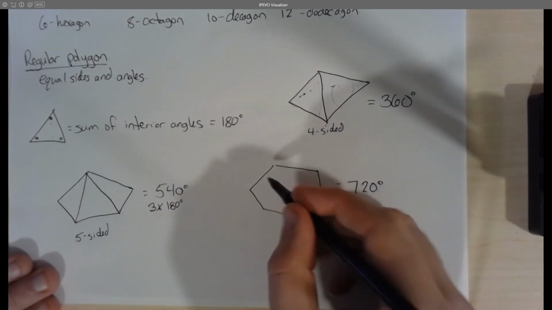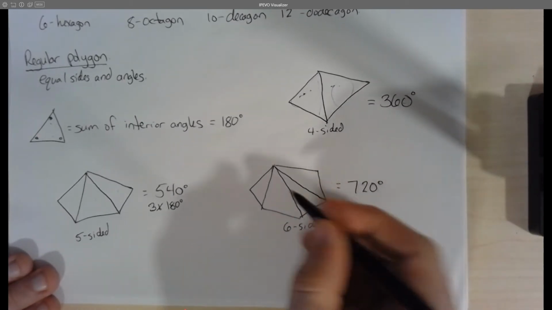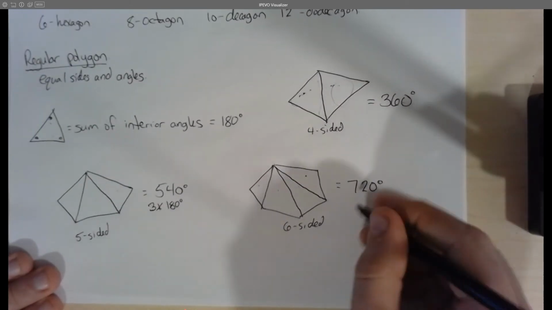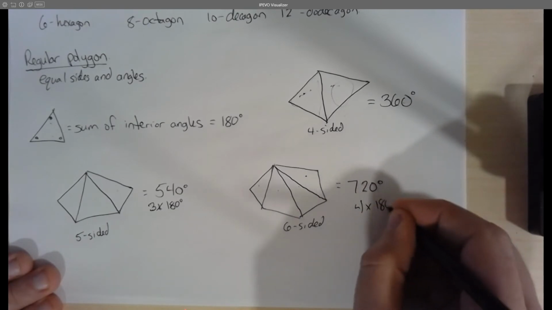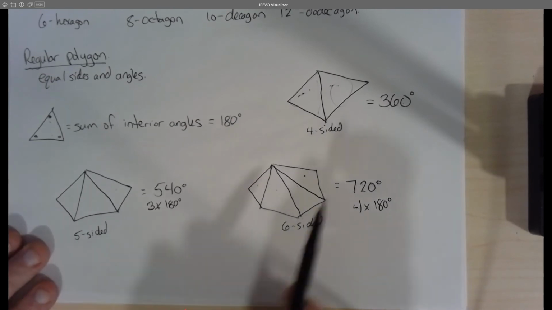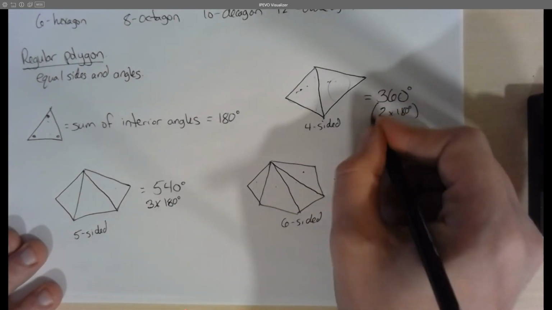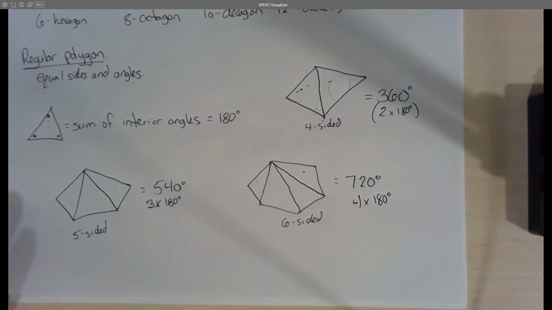In a six-sided shape, if I were to draw lines, line here, line here, line here, I have 1, 2, 3, 4 triangles, or 4 times 180 degrees. So what's interesting is for four sides, 2 times 180 degrees, we can actually come up with a bit of a formula now to solve for the sum of interior angles for different polygons.